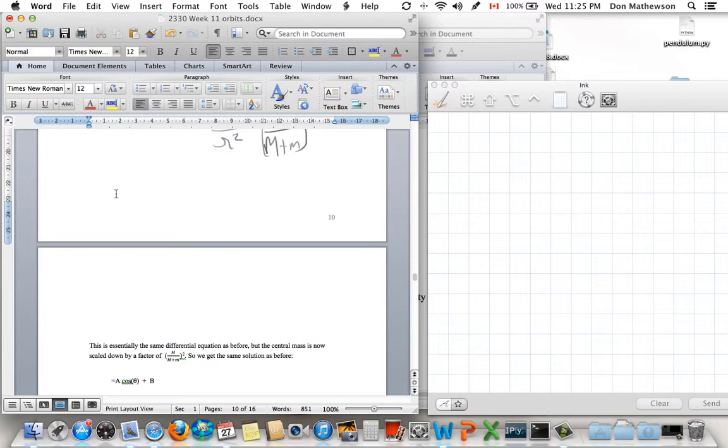what we get is the following. We will have the mass times acceleration that we had earlier equals this new expression here that we just arrived at for the force. Now this is really close to what we had earlier, except for this extra factor here of big M over big M plus little m squared. So because the differential equation is essentially the same, we're going to get exactly the same format for the solution.